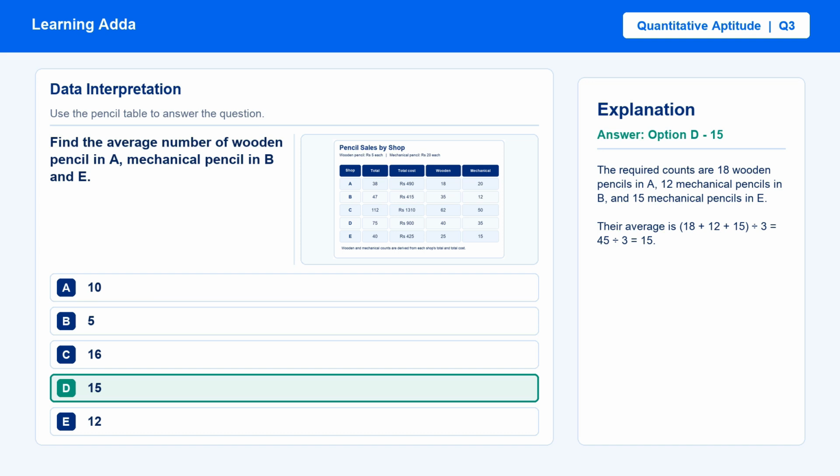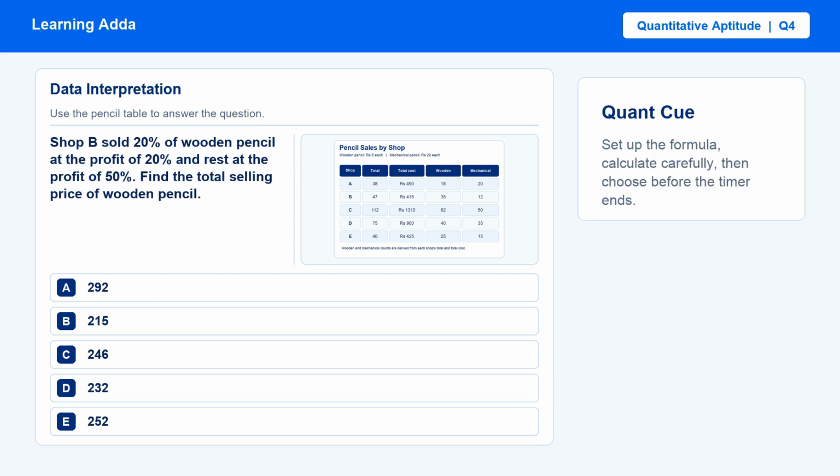Question 4. Shop B sold 20% of wooden pencil at the profit of 20% and rest at the profit of 50%. Find the total selling price of wooden pencil. Option A 192. Option B 215. Option C 246. Option D 232. Option E 252. The timer starts now.